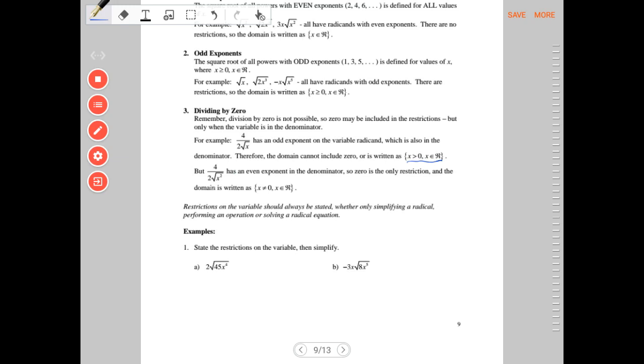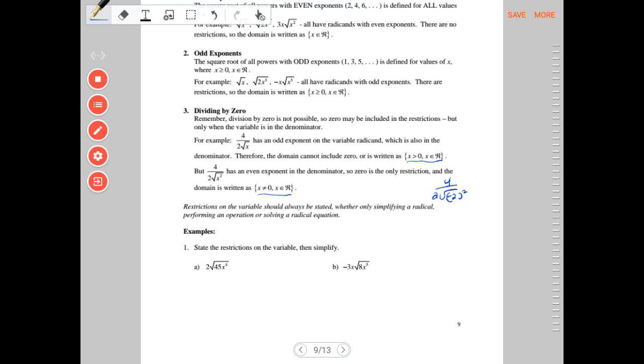However, if it's even, we just have x can't be 0, because anything that is negative, so if x was negative 2, then that would be 4 over 2 root negative 2 squared. Well, when you square the negative 2, it becomes a positive, so then you can square root it. So restrictions are always stated, whether simplifying, performing an operation such as adding, subtracting, multiplying, dividing, or solving an equation. Let's do some examples.